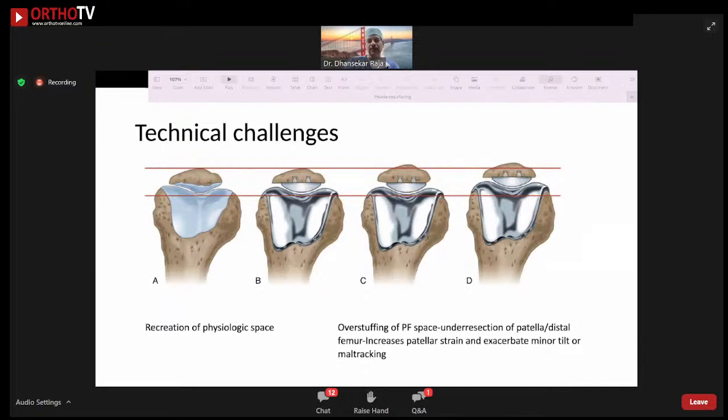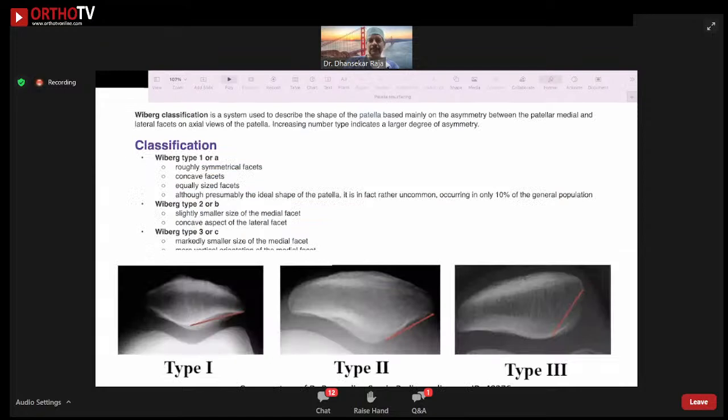So we measure it before cutting and then put back the amount of plastic with the composite thickness at the same level as the preoperative thickness. You should not overstuff or undersize. A patella thickness less than 16 mm is a contraindication for patella resurfacing. And basically, we also look at the skyline view. We classify the patellar anatomy into three types. It's called Wiberg's classification, type 1, type 2, and type 3.